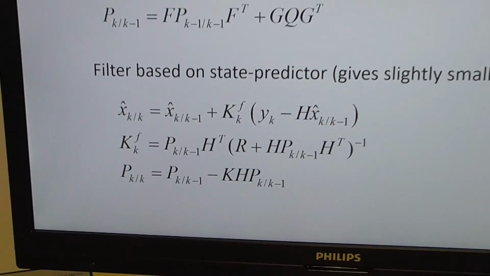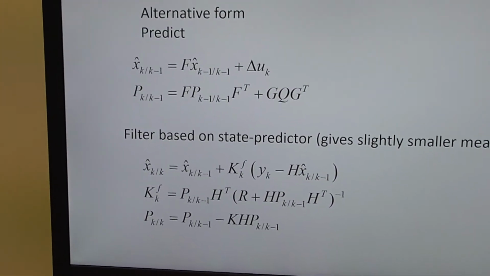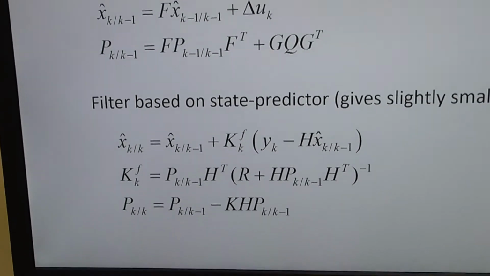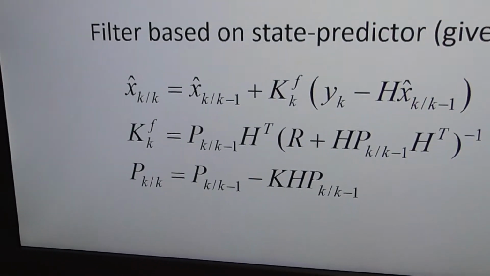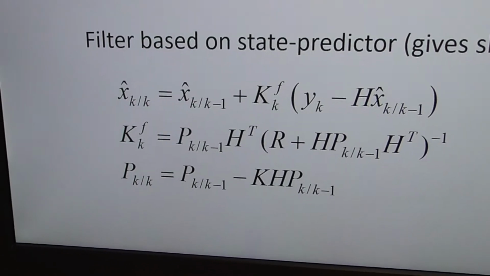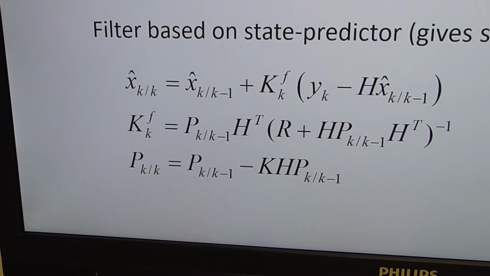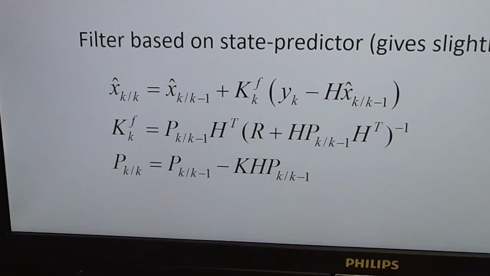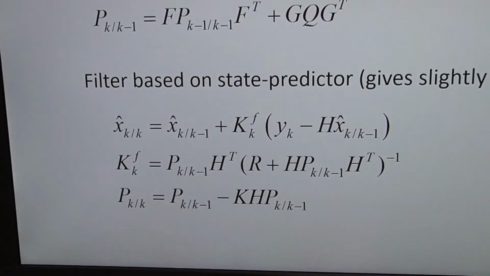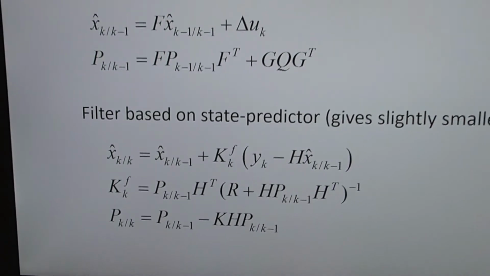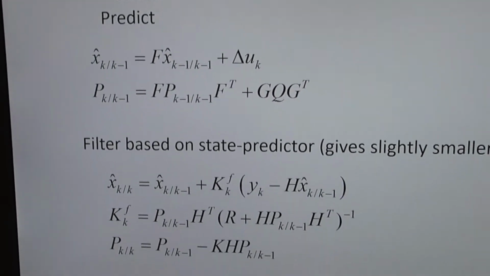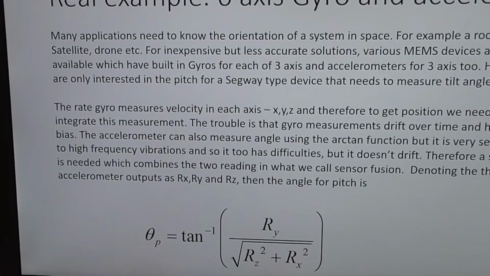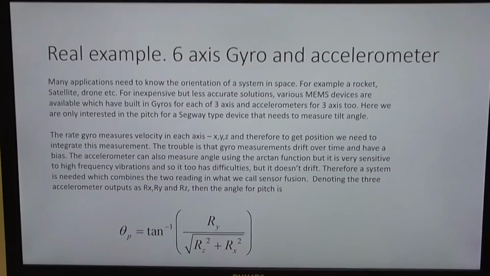And now, why would you bother? Well, the reason is that if you use this formulation, x hat at k given k, it gives you a slightly smaller mean square error at the expense of more computation than if you used the predicted form. But most people use the predicted form, and I'm not going to use this version either. So let's look at a real example.